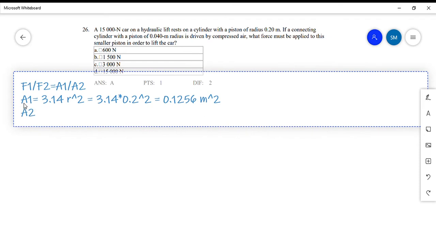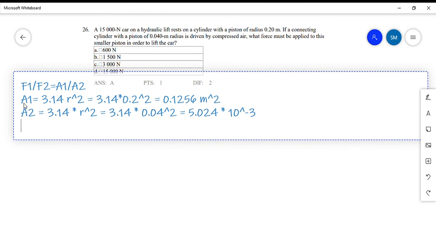A2, the same rule, 3.14 times R square. R square, he said in the question, is 0.04. So let us substitute 3.14 times 0.04 power 2, which is equal to 5.024 times 10 power negative 3. This is A2. Let us substitute in the first rule, F1.